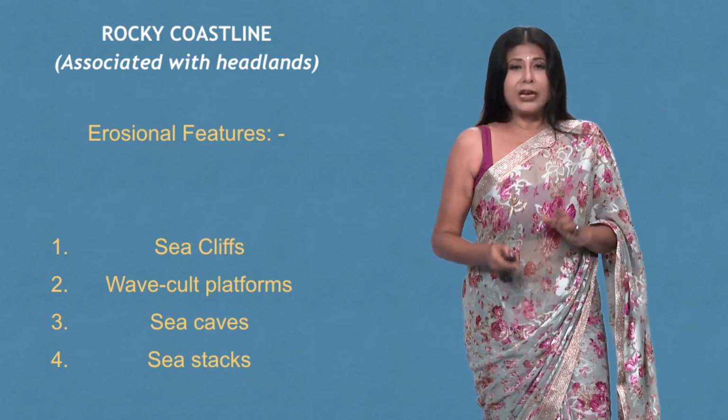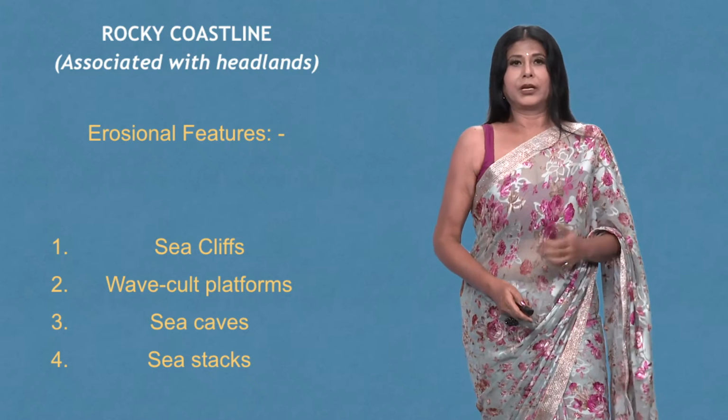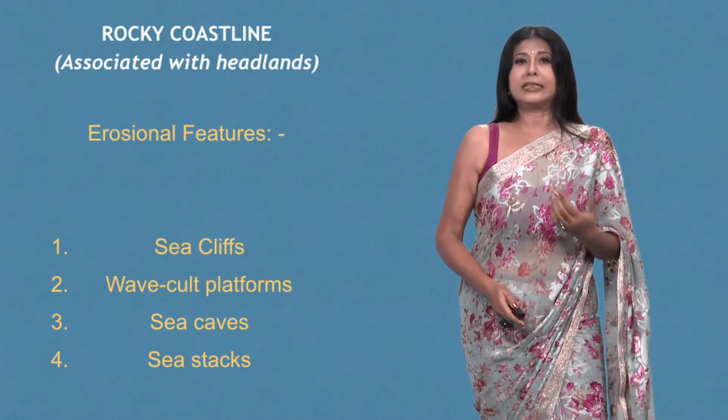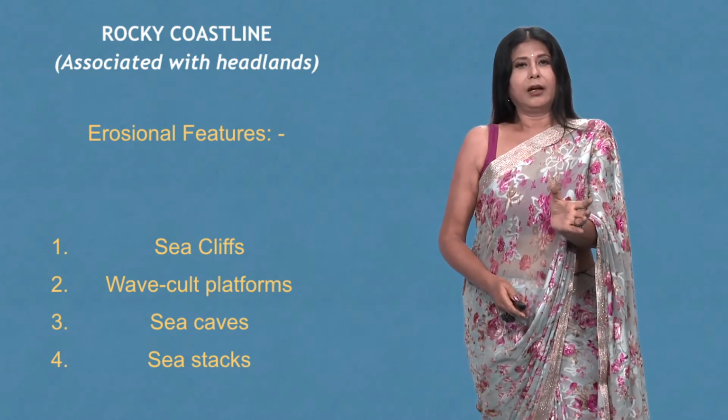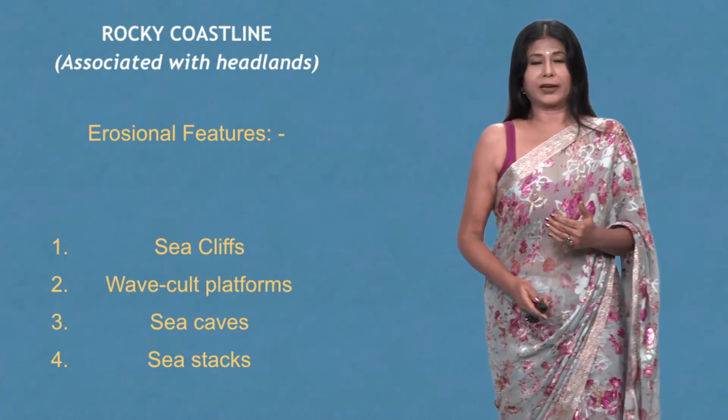The first erosional feature is the sea cliff, then the wave cut platform, sea caves and the sea stacks. These are the erosional landscapes associated with the rocky coastline. The first and foremost is a cliff. In all the rocky coasts, a cliff is very common, the vertical drop. The height could be from a few meters to several tens of meters depending on which kind of rock type it is.